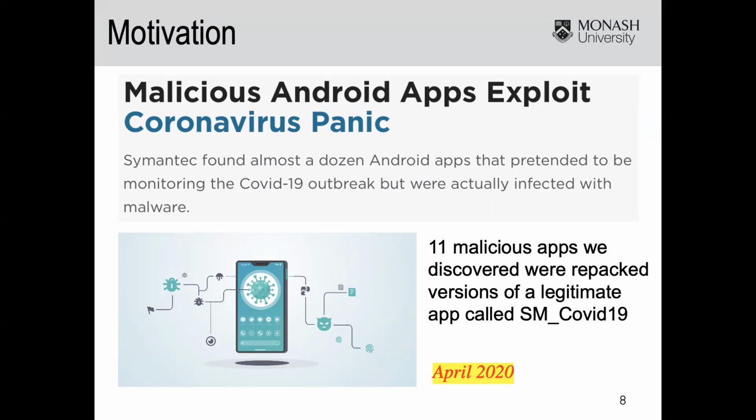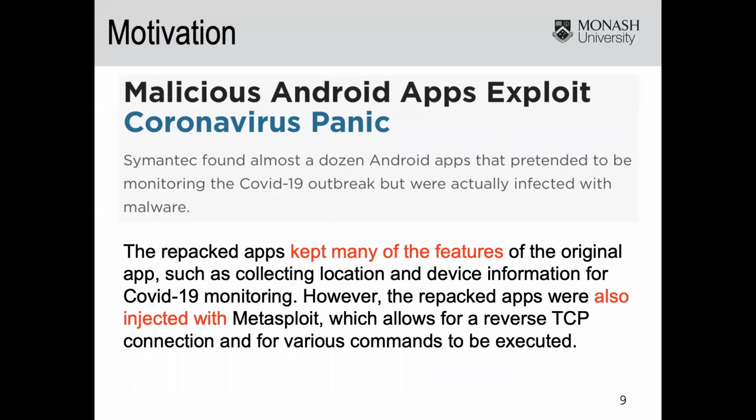who found almost a dozen Android apps that pretended to be monitoring the COVID-19 outbreak. And actually, those repackaged apps kept many of the features of the original app, such as collecting location and device information for COVID-19 monitoring. However, the repackaged apps were also injected with Metasploit, which allows for a reverse TCP connection and for various commands to be executed.